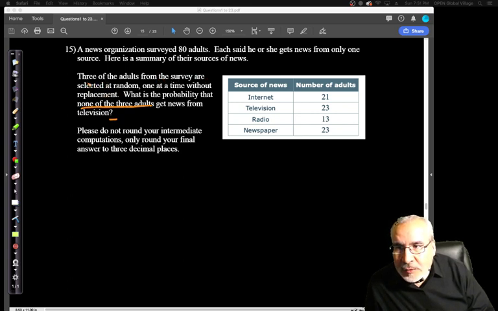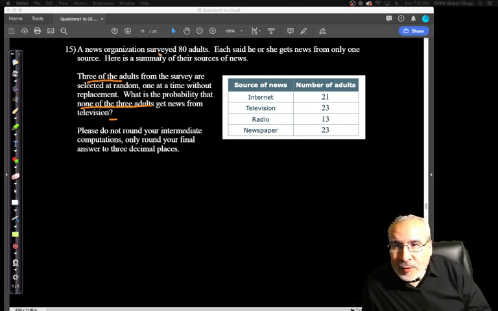Okay, so we know we're going to choose 3 of them. We know there's adults involved. And as we go back up, we've got a news organization served 80 adults. So this is kind of cool. They've got the total for us. Again, you could add these up to be sure, but they're telling us there's 80. Each said he or she got news from only one source. Here's a summary of their sources of news. So we're going to take 3 adults from the survey, one at a time, without replacement. What is the probability that none of the 3 adults get their news from television?